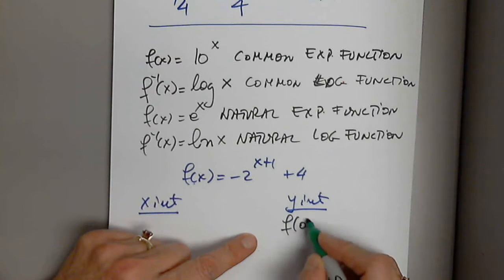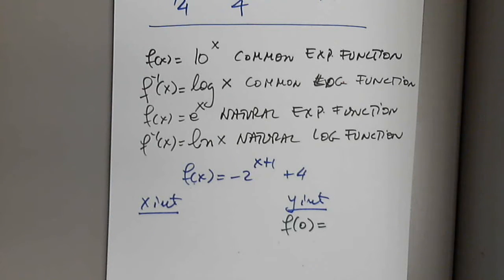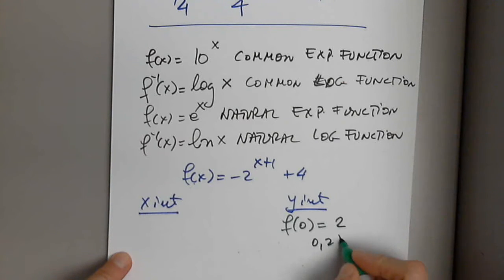Awesome. So I have to find f(0). Let's do this together. How much is 0 plus 1? How much is 2 raised to the first power? 2 multiplied by -1 is -2. -2 plus 4 is 2. So the y-intercept is (0, 2).